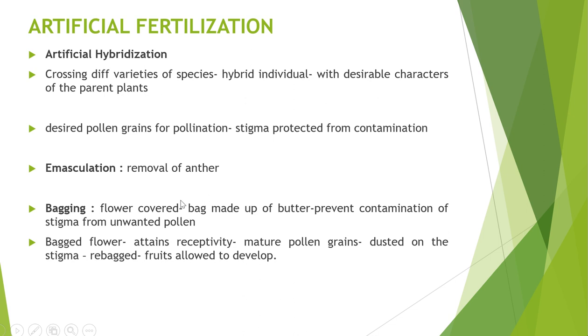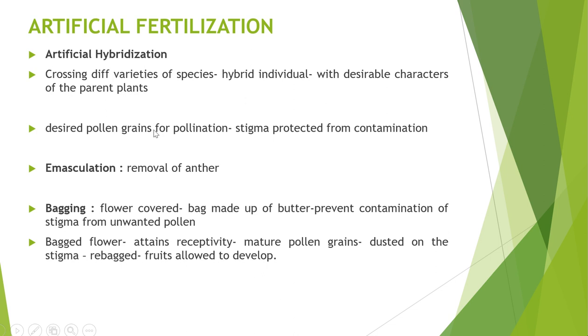Next process is bagging. We now know what bagging is: the emasculated flower, to prevent unwanted pollen or contamination of the stigma, is covered with a suitable bag or with butter paper. That process is known as bagging. This is the third stage in artificial hybridization.